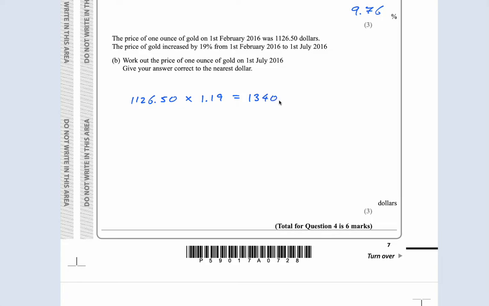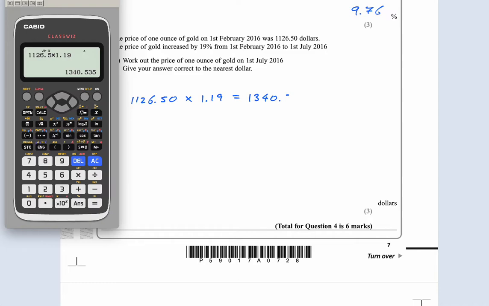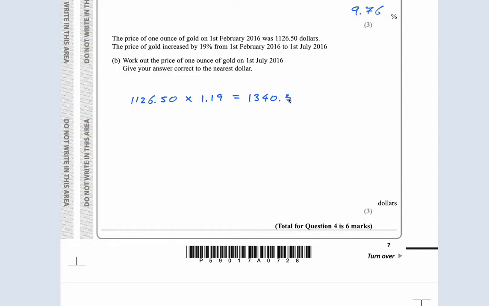1340.535. Give your answer correct to the nearest dollar. Always read these, guys, because you lose a mark if you don't do that. So it's $1341.